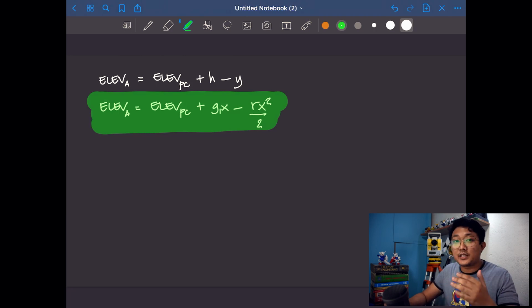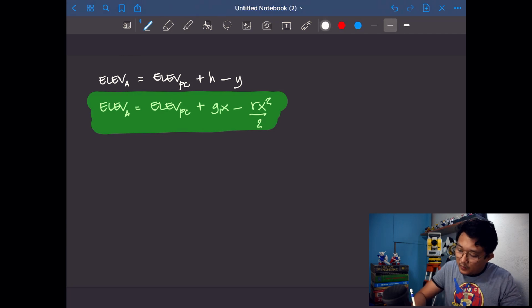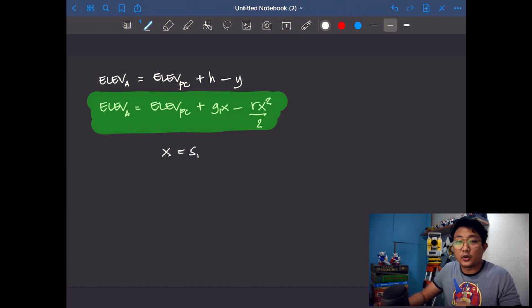If you want to find, for example, the elevation at the apex, you can solve by substituting x with s1, or the other way around, substituting s1 to x. So those are all the elements that we can study for the parabolic curve. What's left for us to do is to solve practice problems so that we can familiarize ourselves with how to use all these formulas and elements that we have discussed.